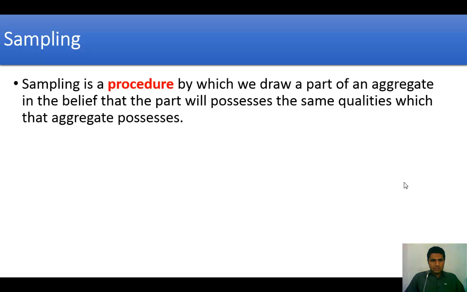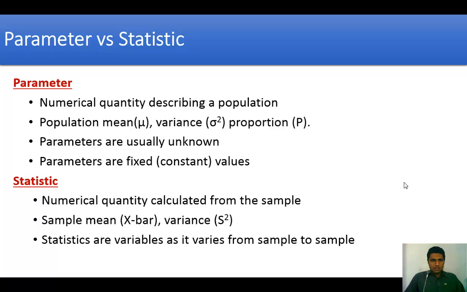Sampling is a procedure by which we draw a part from an overall population, and that part should be representative. So sampling is a complete procedure. We have already discussed the parameters and statistic. Parameters are fixed quantities, whereas statistics are variable quantities, variable in the sense that they change their value from sample to sample. So if the value changes from sample to sample, then there would be a distribution of it, and we will study it today.